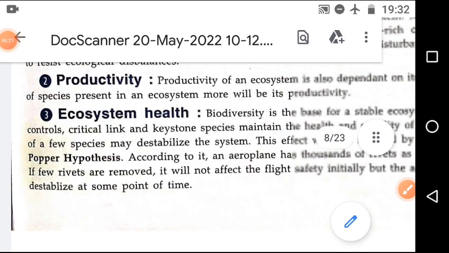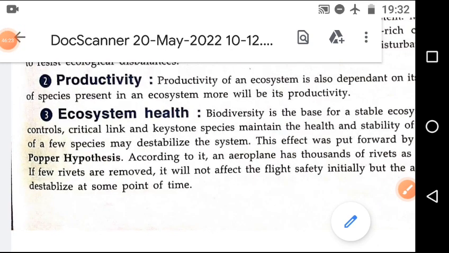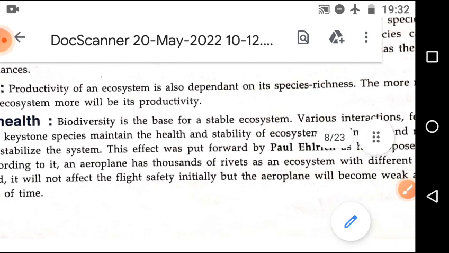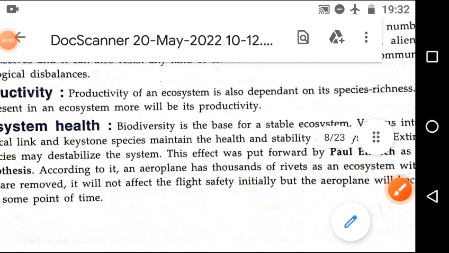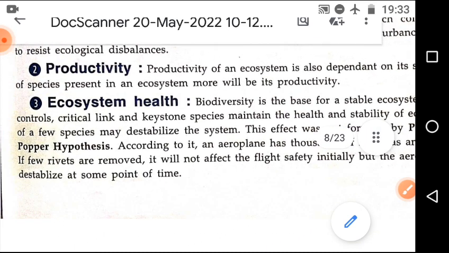Now this comes in MCQs sometimes: the Rivet Popper hypothesis was proposed by whom? Paul Ehrlich. And if the question comes, then you have to write the answer actually, right? Okay.